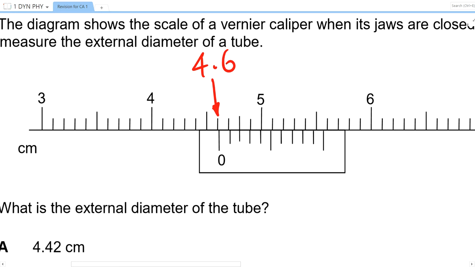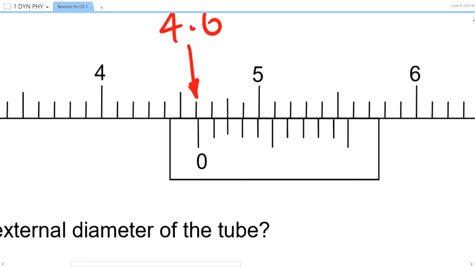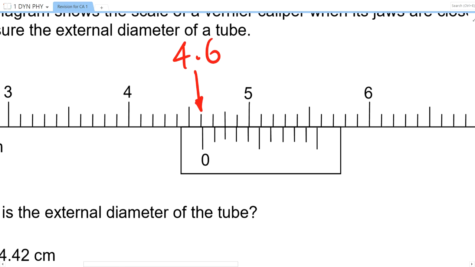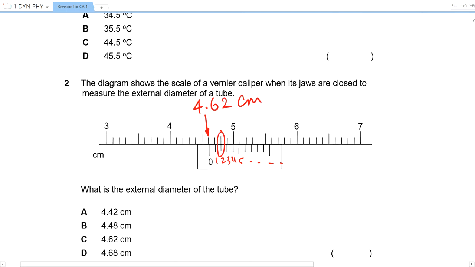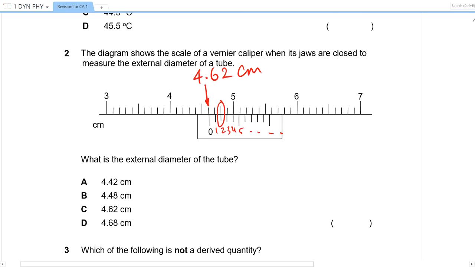4.6. Then next we look for where they coincide. Where do they coincide? 0, 1, 2, 3, 4, 5. Where is it? Which one? 2. They coincide over here. So 4.62. That's the answer. Alright?